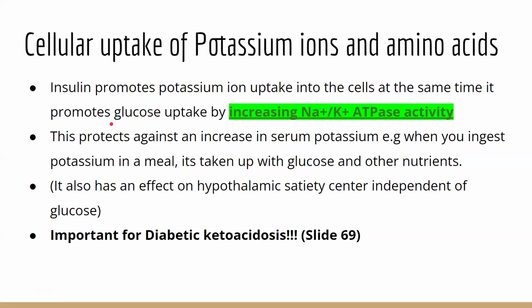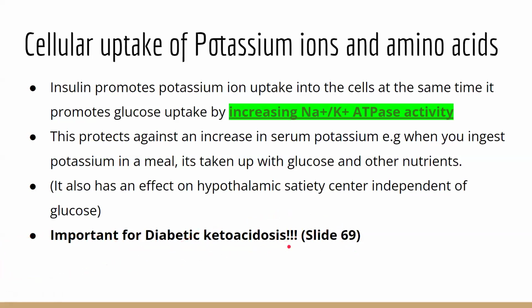So you'll have hypokalemia outside and basically more potassium intracellularly. Yeah. And this is good if, for example, the patient is suffering from hyperkalemia, then insulin can be a good standby as a treatment. This protects against an increase in serum potassium. For example, when you ingest potassium in a meal, it's taken up with glucose and other nutrients. So again, hyperkalemia. It also has an effect on hypothalamic satiety center independent of glucose. He didn't really stress on this, so you don't really need to know. But this is covered in slide 69.